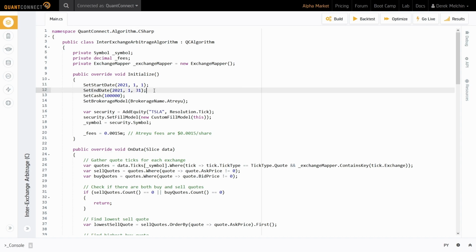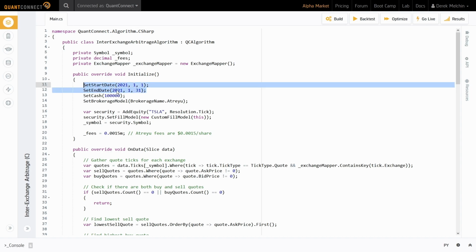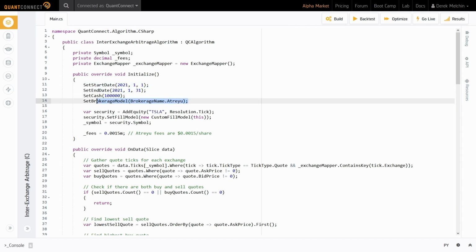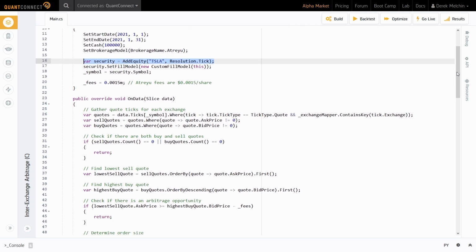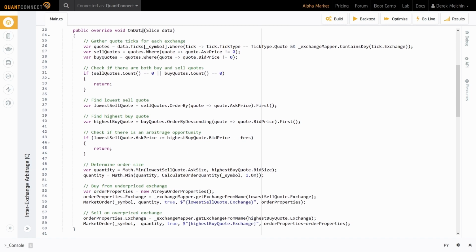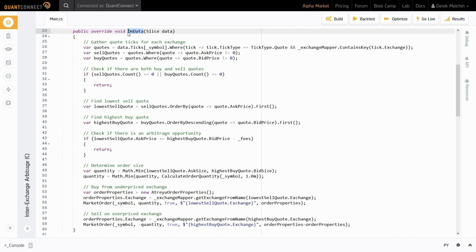We first set our testing period to be January of 2021. We set our brokerage model to be the Atreyu brokerage model and subscribe to tick resolution data for a volatile security. As batches of ticks are passed into our algorithm, this onData method is called.